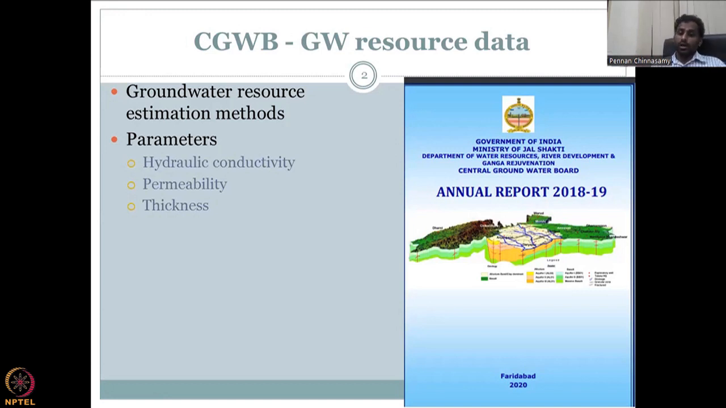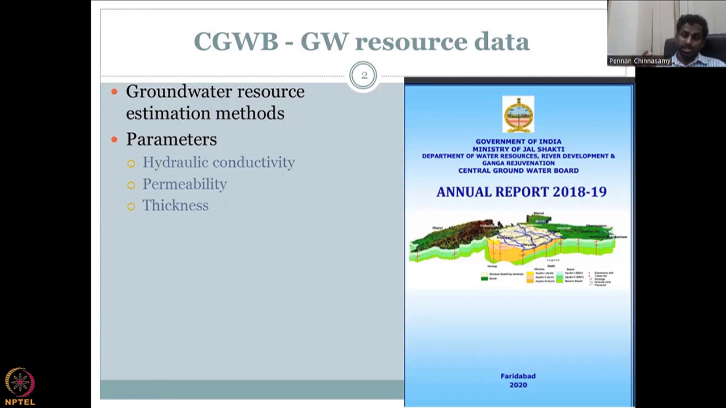Okay, so because they have monitoring wells and they have exploration wells where they dig and assess the aquifer thickness, permeability, hydraulic conductivity, etc., by taking samples and taking it to the labs. So this report can serve as a hydraulic conductivity database for your regions.